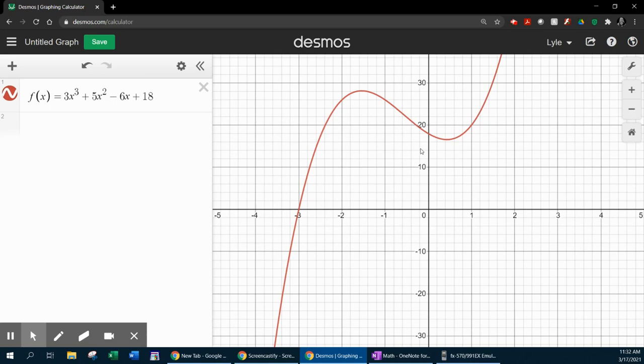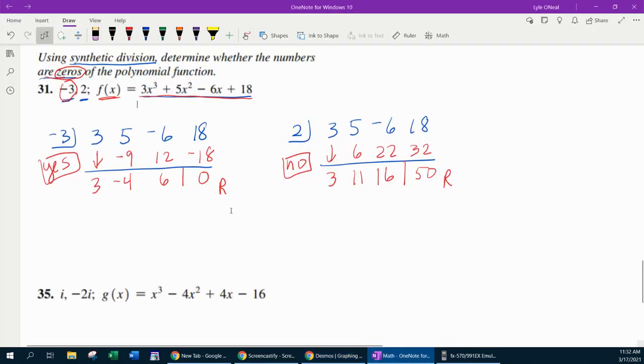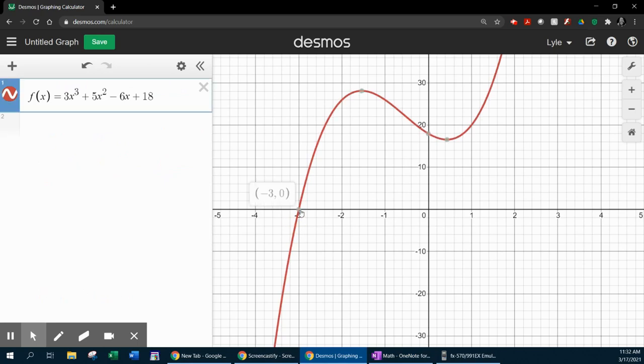But the point here is that our math says negative 3 should be a 0, which corresponds to an x-intercept of the function, and 2 should not be a 0. And if you look at the graph, you can see that it does definitely cross at negative 3, and it does not cross at 2. Not only that, it shows that negative 3 is the only 0 of this function.